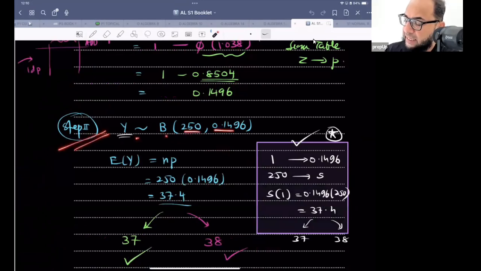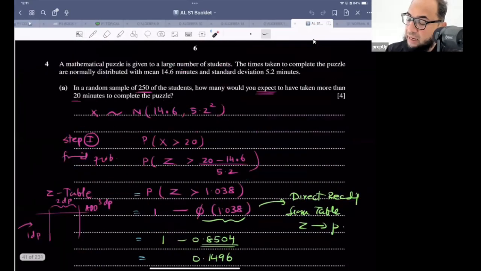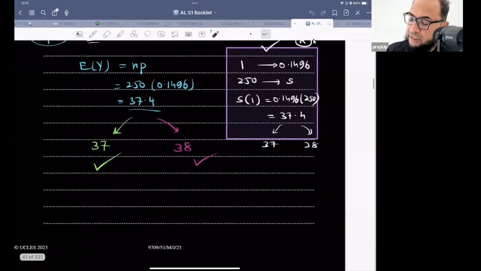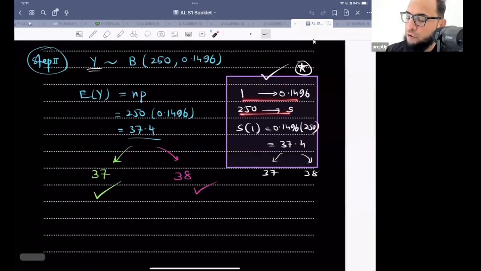This is n, this is 0.1496. Expectation of Y is 37.4. We are talking about students, so we cannot give the answer in decimals. The examiner will be really furious if you give the answer in decimals. You have to round it up or round it down, both are acceptable. So if I round it down, this is 37. If I round it up, this is 38. Both are correct. This is basically a ratio out of 1. This is the fraction or decimal that belongs to that category. Out of 250, how many? So I have done it using direct proportionality also.